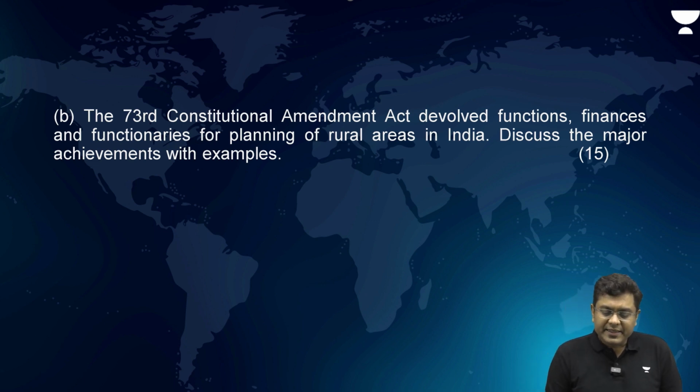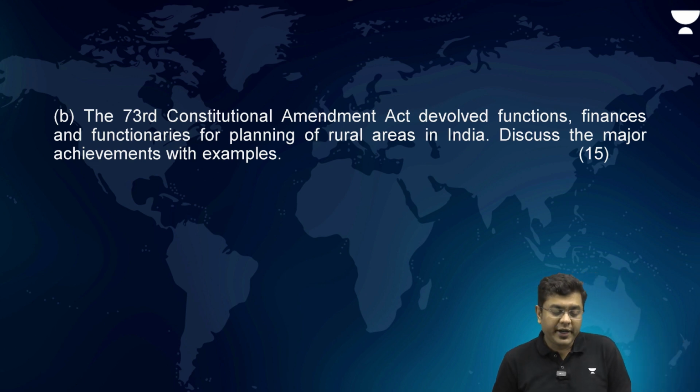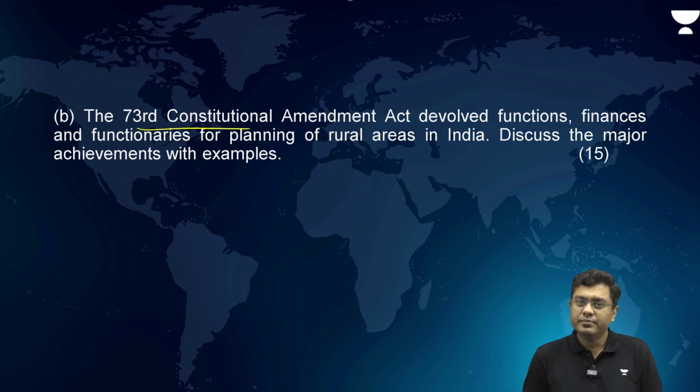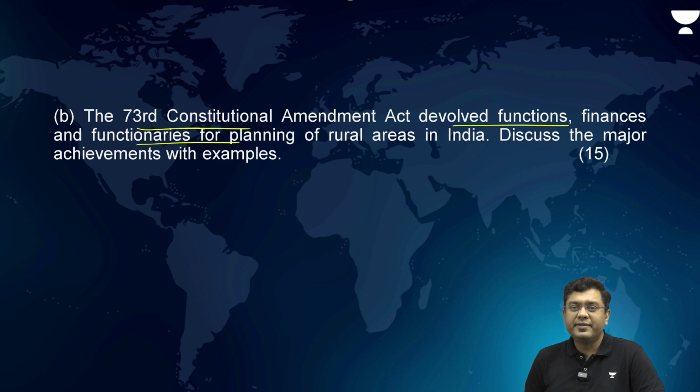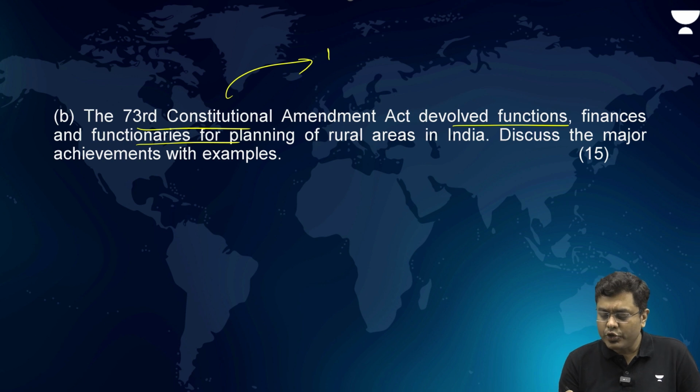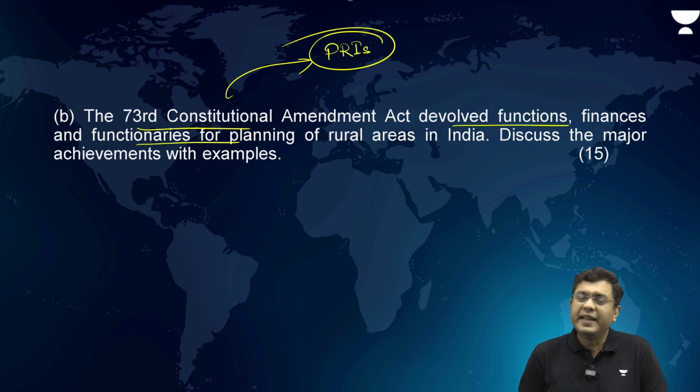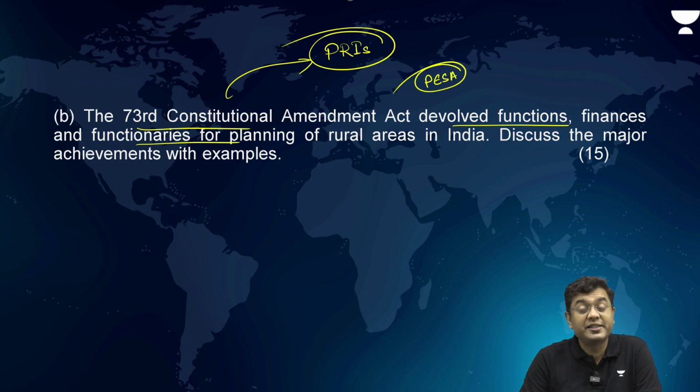Then 73rd Constitution, this was a question from political geography. The 73rd Constitutional Amendment Act devolved functions, finances and functionaries for planning of rural areas in India. Discuss the major achievements of the 73rd Constitutional Amendment. So, the 73rd Constitutional Amendment brought about the Panchayati Raj institutions, right? Then under it, eventually you also had PESA, Panchayat Extension to Scheduled Areas.